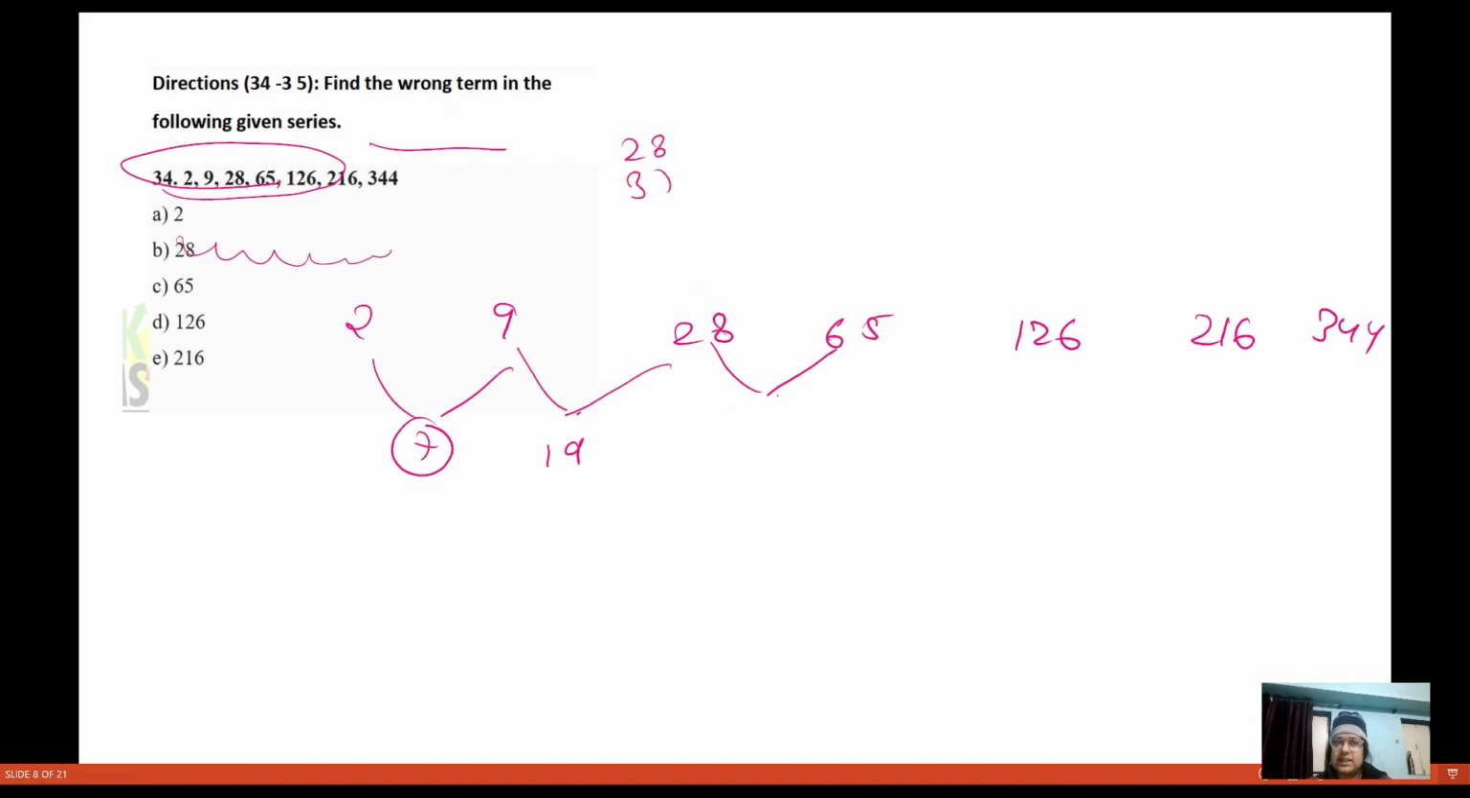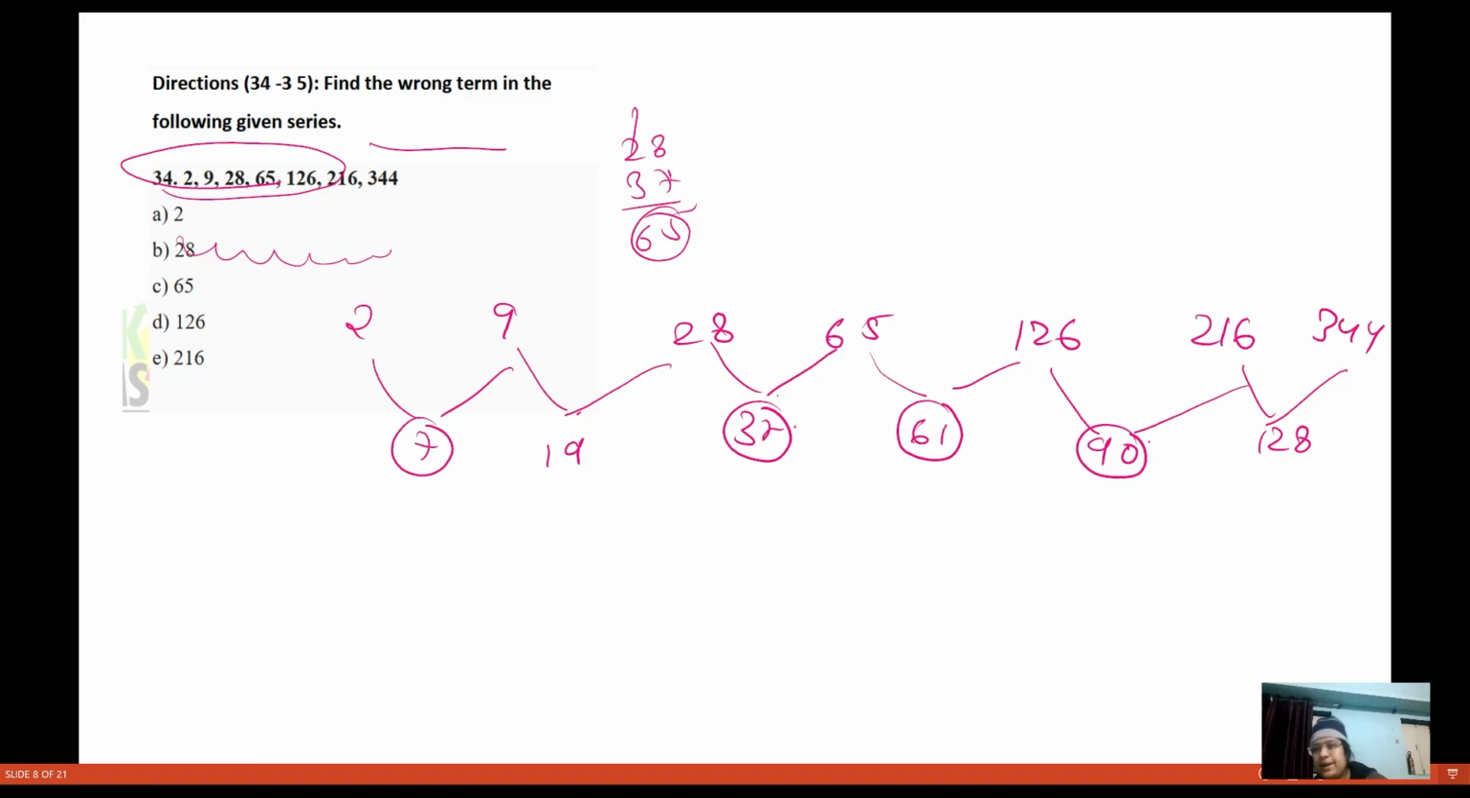28 plus 37 is going to be 65. This is going to be 61 because 65 plus 61 is 126. And this is going to be how much? This is going to be 90 because 126 plus 90 is 216. And this is 344. 216 and 344, this is going to be 128. Just add and see. Then you have this 7 and 19. What is the difference between 7 and 19? 8.